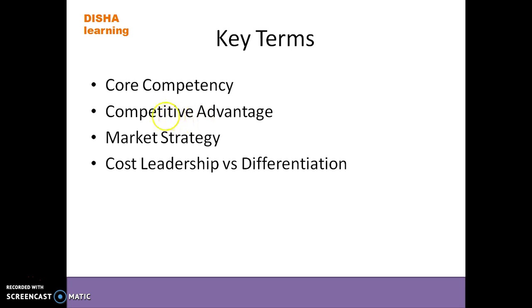Market strategy is what we looked at. There are two strategies, basically cost leadership and differentiation, and based on a mix and match of these or specifically one strategy, companies introduce their products and solutions.